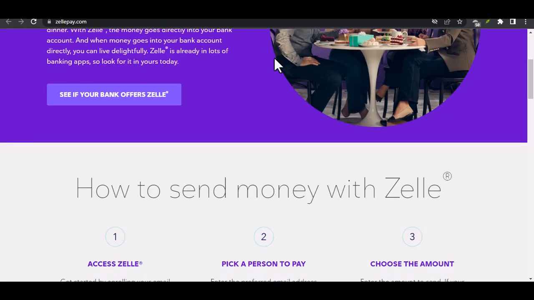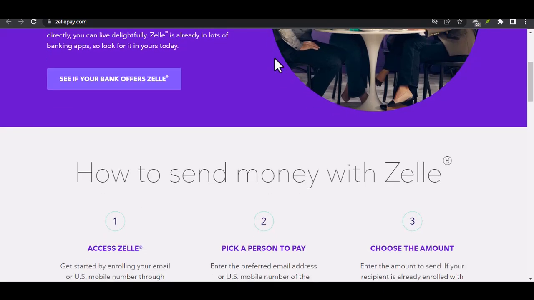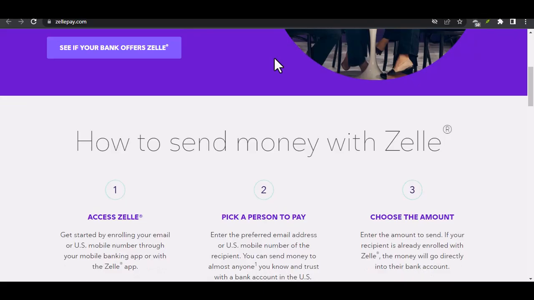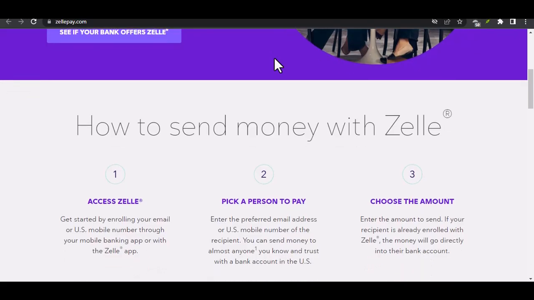Why banks might opt out: discuss potential reasons why banks might choose not to participate in Zelle, such as cost, the potential financial implications of joining Zelle. Risk, security concerns and liability issues associated with Zelle.